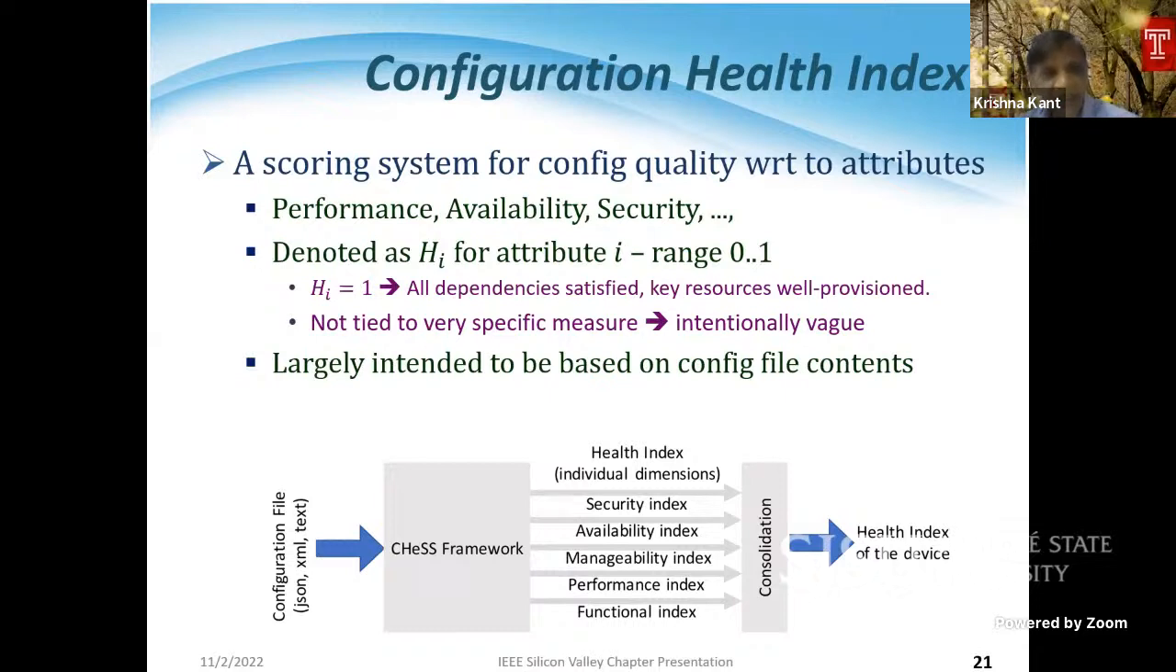We are interested in how well the system is configured as opposed to how rich it is in terms of resources. So what we would like to do is compute some sort of an indicator of the quality of configuration, largely based upon the configuration file itself, or the configuration files if there are multiple, and not really do a very detailed model.